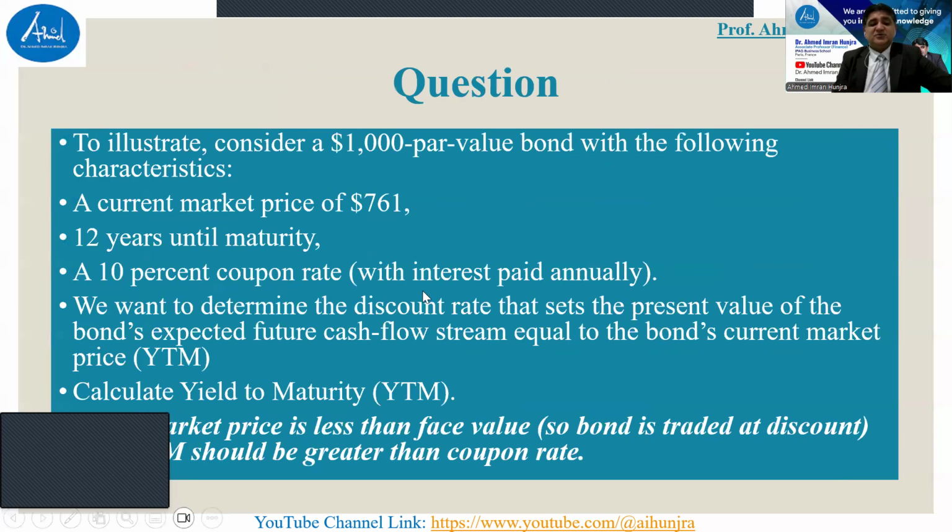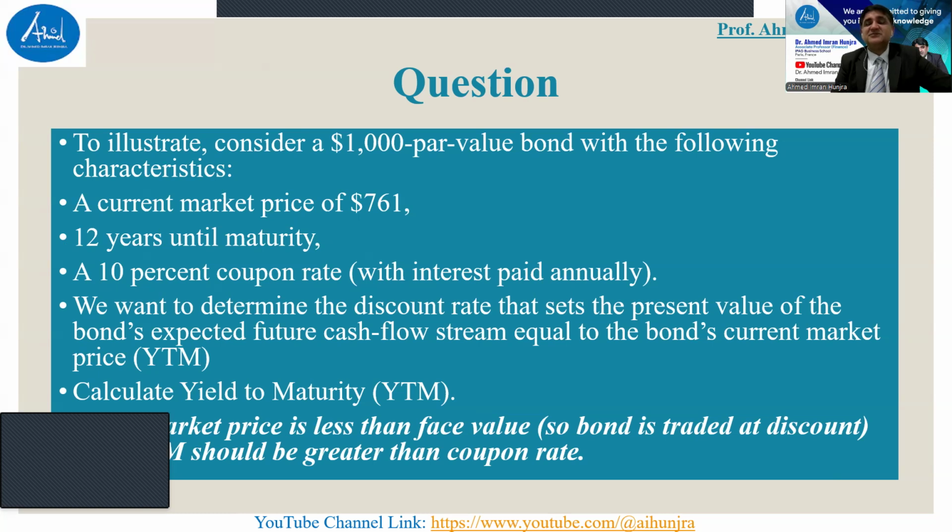So here we go, we have a question. Consider a bond with a face value of 1,000 and the following characteristics. The current market price is 761, face value is 1,000, its life is 12 years, and the coupon rate is 10% annually. It may be less than annual, but in this question it's annual. What we need to find is the discount rate that sets the present value of the bond's expected future cash flows equal to the bond's current price.